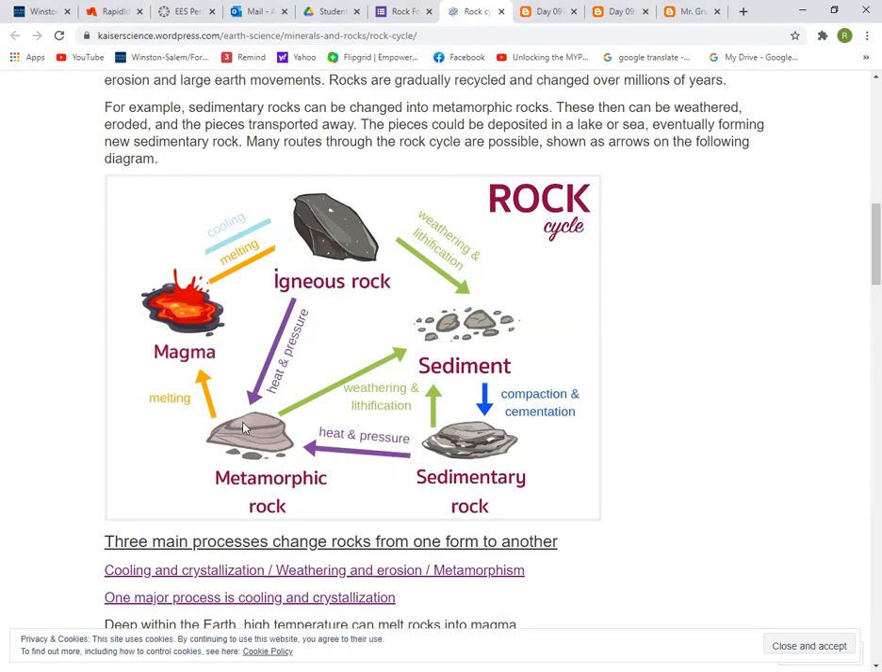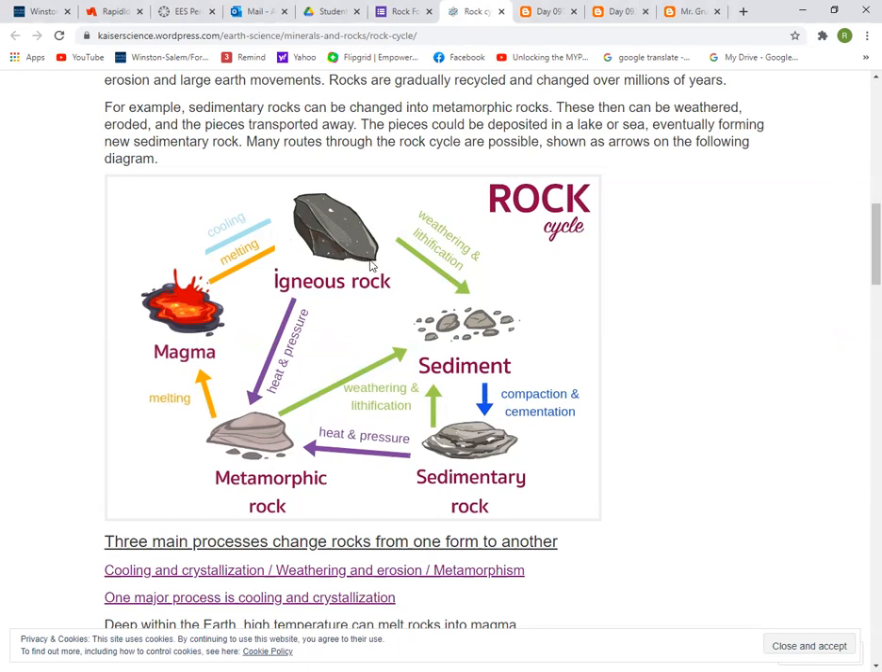Look at the metamorphic rock. It gets melted. It turned to magma. It cooled down. What happened to the metamorphic rock? Follow the arrow. It becomes an igneous rock. Okay, melting and cooling turns to igneous rock. So you need to remember the keywords.